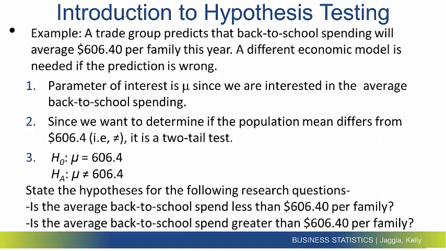Okay, so here's an example for you to work through. A trade group predicts that back-to-school spending will average $606.40 per family this year. So step 1, the parameter of interest is mu, the population mean. We are conducting a non-directional two-tailed test as we are interested in if there is a difference in spending to this figure. The hypotheses are stated as H0: mu equals $606.40 and HA: mu does not equal $606.40.